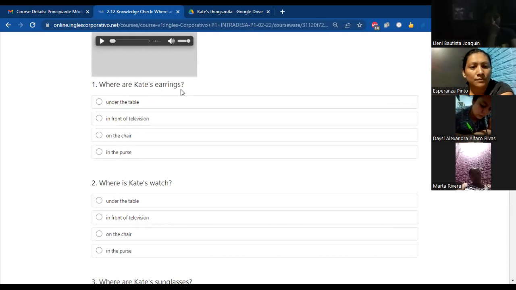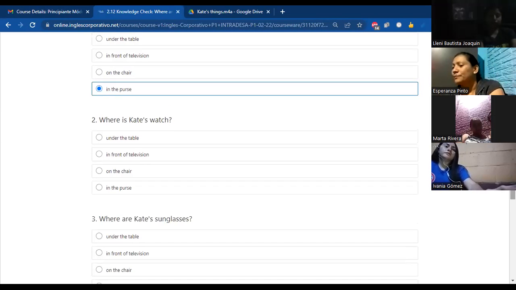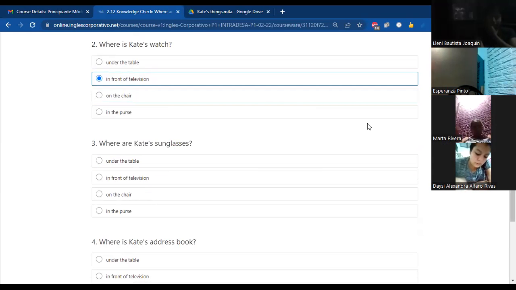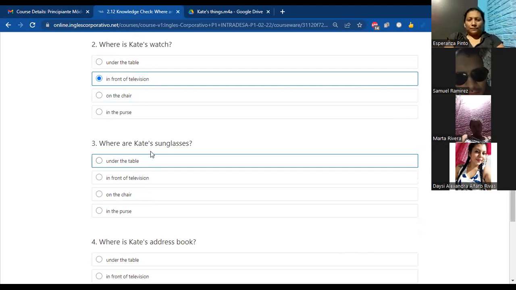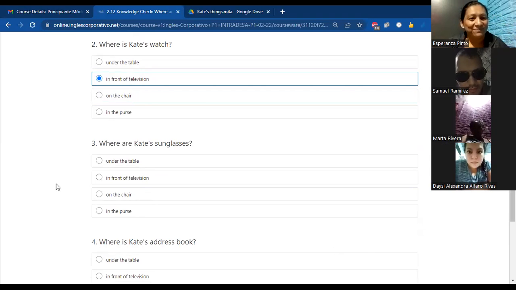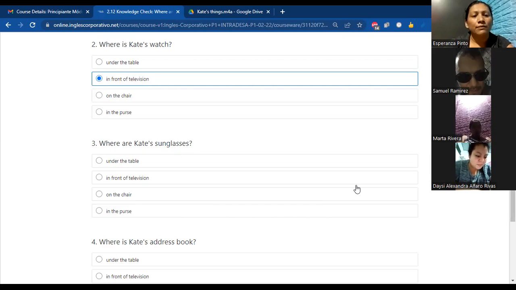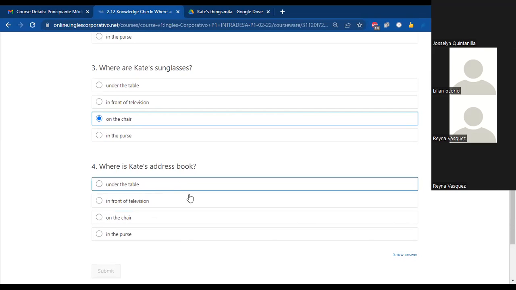So the number one we have, where are Kate's earrings? In the purse, right? Now, where is her watch, Ivania? Where is Kate's watch? In front of television, correct. Very good. Where are Kate's sunglasses? On the chair. Okay. And where is Kate's address book?